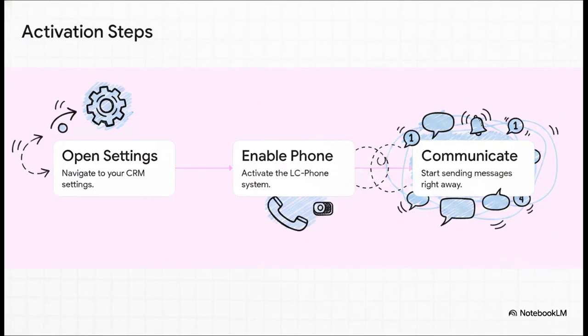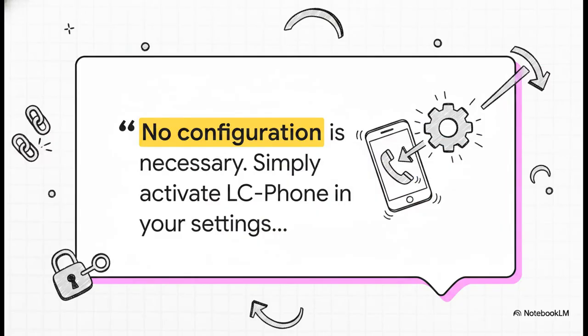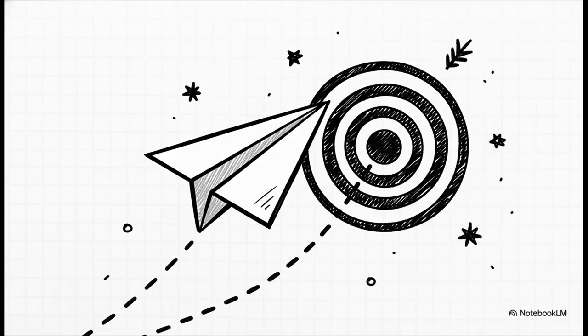Here's your quick activation checklist. Open Settings, enable LC Phone, and boom, you're communicating instantly. Forget complex initial configuration or external signups. Just activate it and you're instantly live. It's that easy. Next up, maximizing delivery rates.